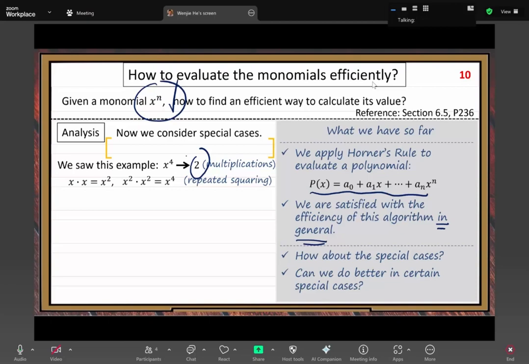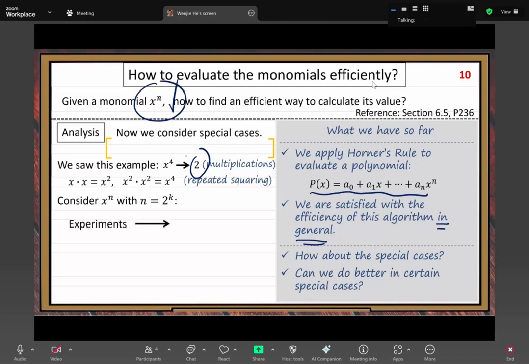Now, let me use the general case to show you the power of this technique, how powerful it is. But this time we consider the exponent n to be a power of 2. Then we can keep doing the square operation. All right, so let's do experiments.